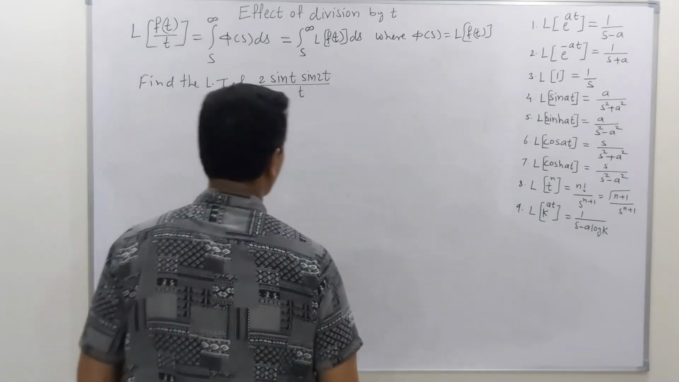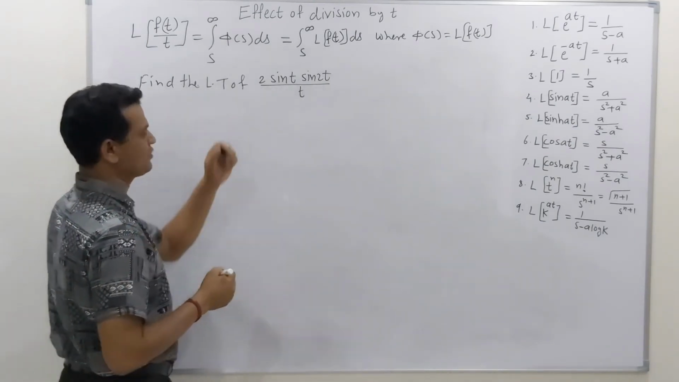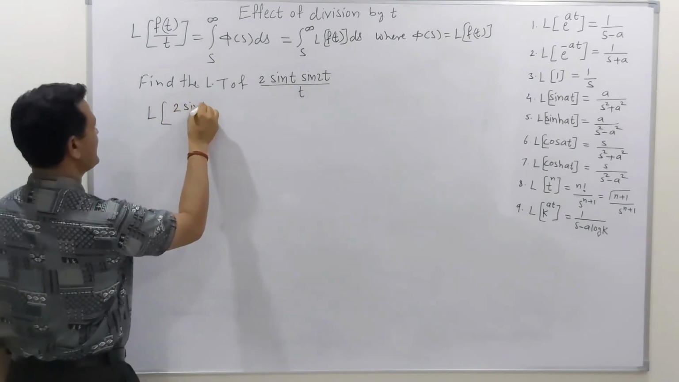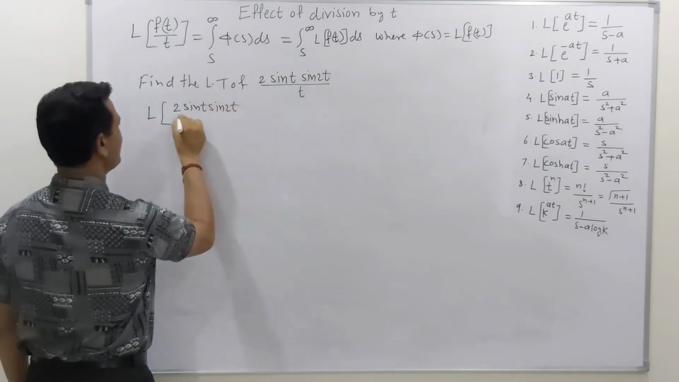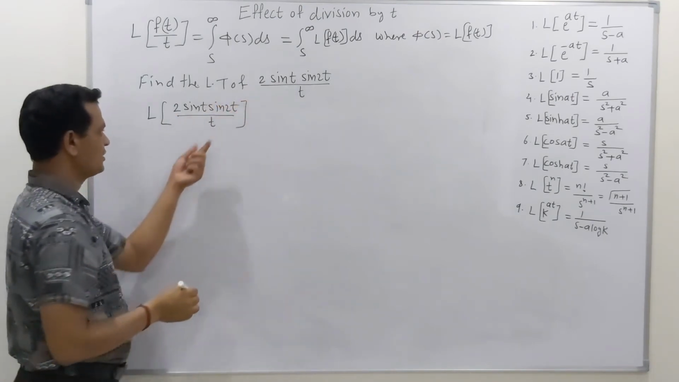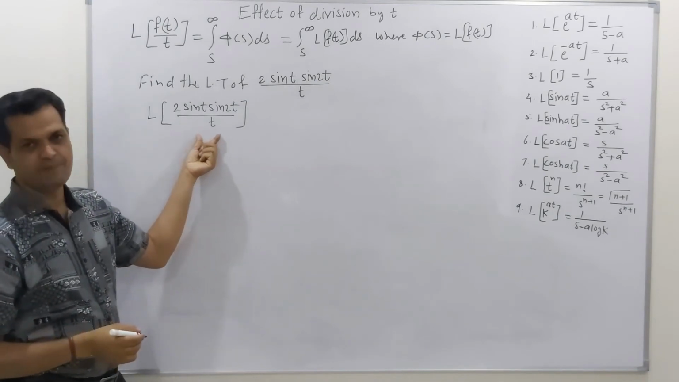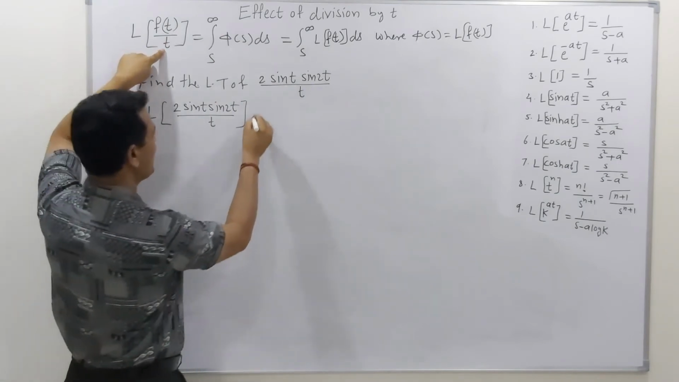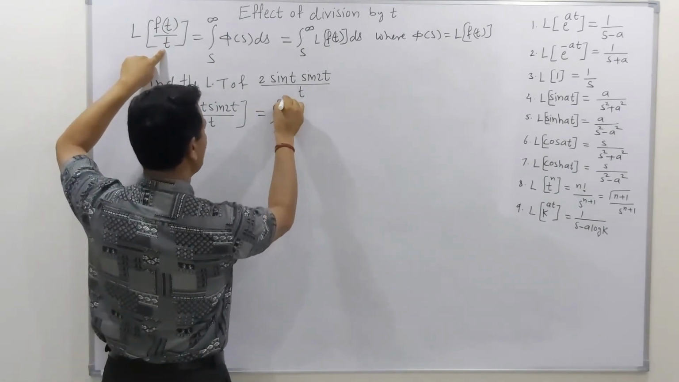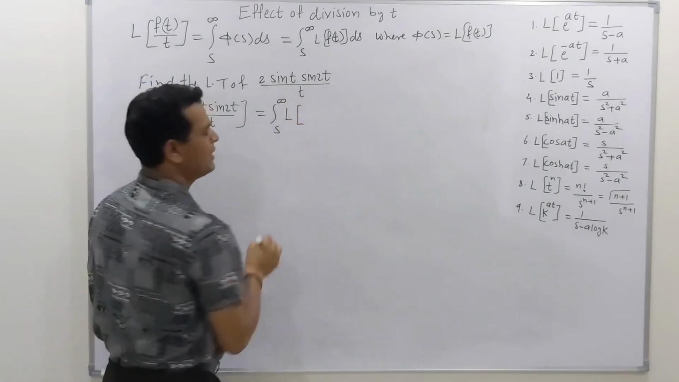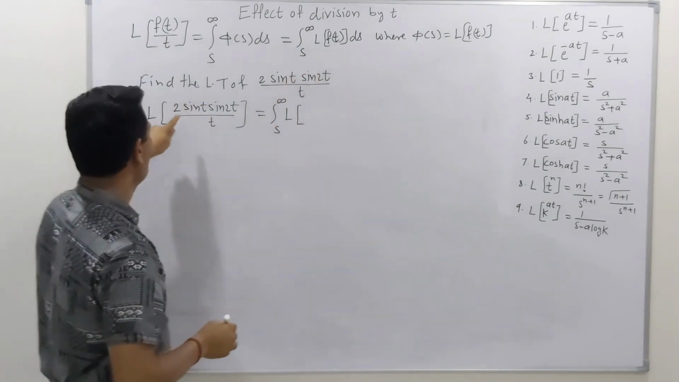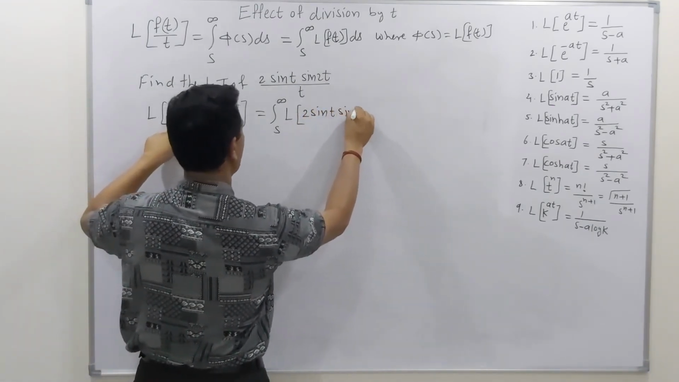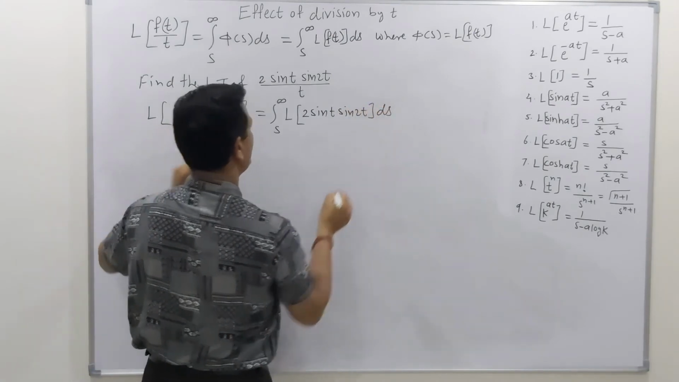So now here we can solve this example as finding the Laplace transformation of this function. So now we can write this as the Laplace transformation of 2 times sine t into sine of 2t upon t. Because of the 1 upon t term, we can apply the effect of division by t property because the 1 upon t term is present here. So according to this property, we write this as the integration from s to infinity of the Laplace transformation of f of t, where the value of f of t is 2 times sine t into sine of 2t, into ds.